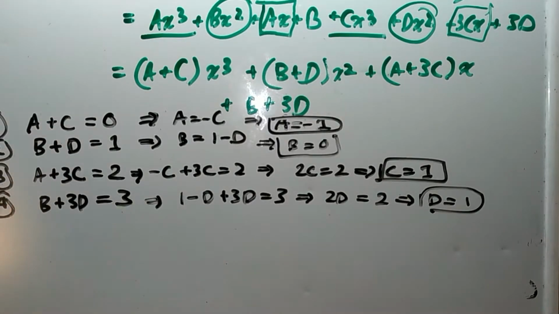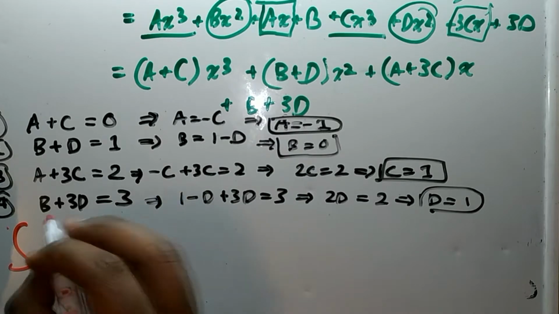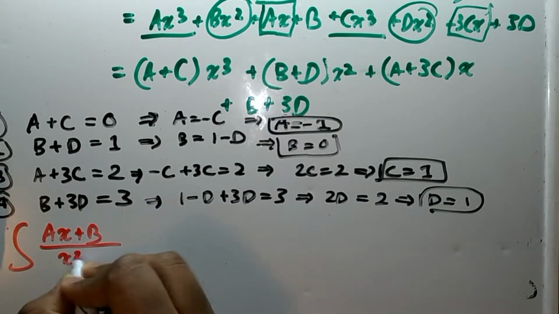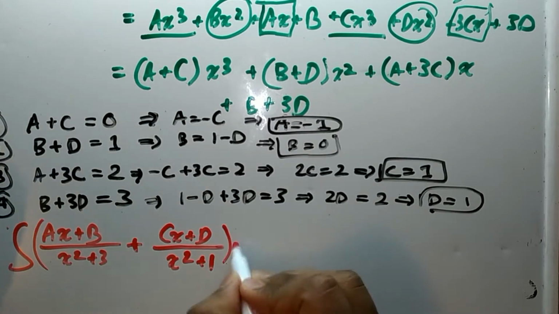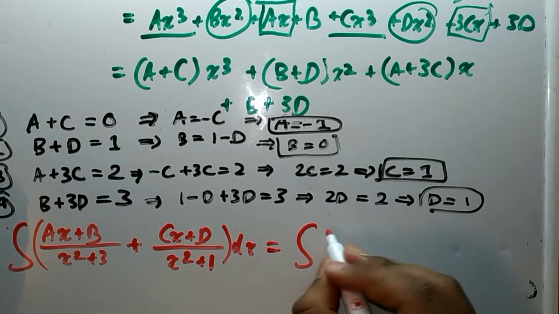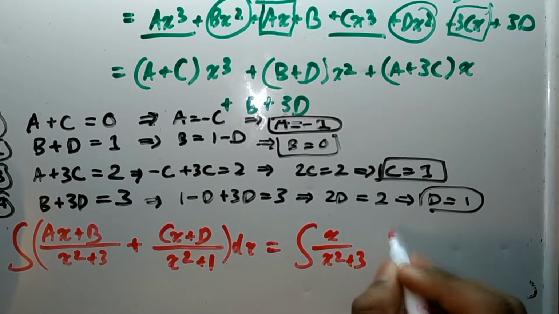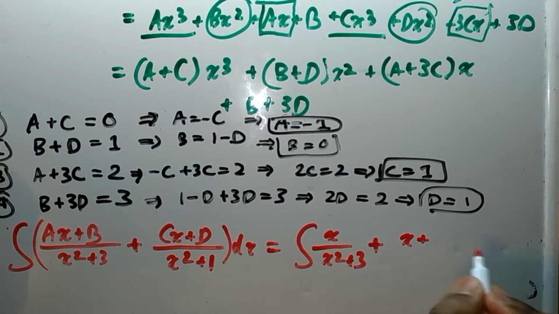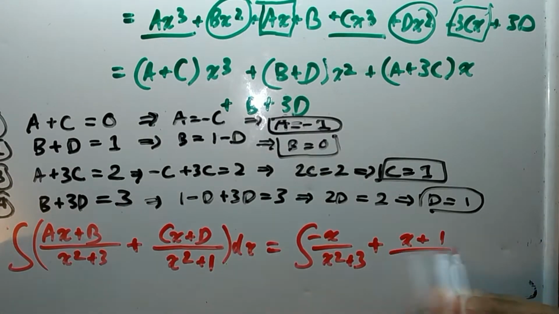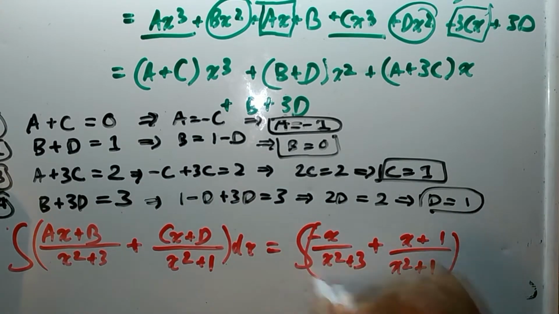So then we can just plug it back into our partial fraction formula. Our partial fraction formula from above was (ax plus b) over (x squared plus 3) plus (cx plus d) over (x squared plus 1). So we plug it in: a is equal to negative 1, so it's negative x over (x squared plus 3). And then c was 1, so it's just going to be x, and d was 1, so it's plus 1.